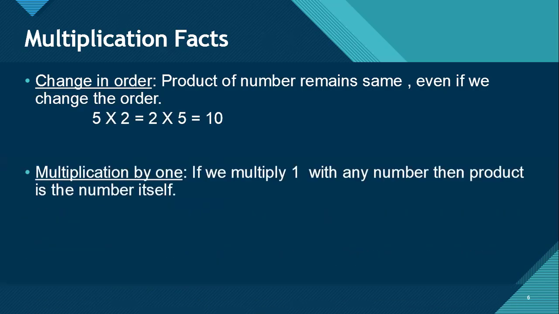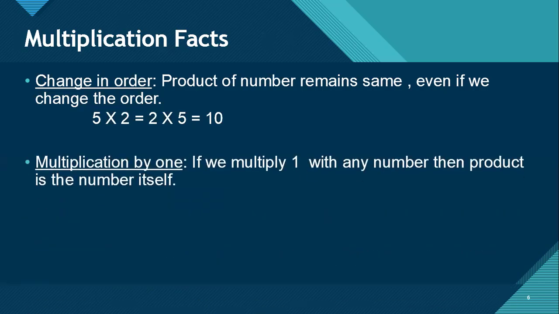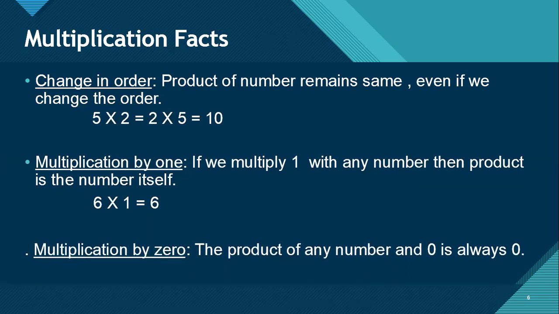Then the second multiplication fact is multiplication by 1. If we multiply 1 with any number, then the product is the number itself. Simply, 1 multiplied by 6 or 6 multiplied by 1 is 6. And then multiplication by 0. If we multiply 0 with any number, the product of 0 and any number is always 0. So these are the three facts that you need to remember.